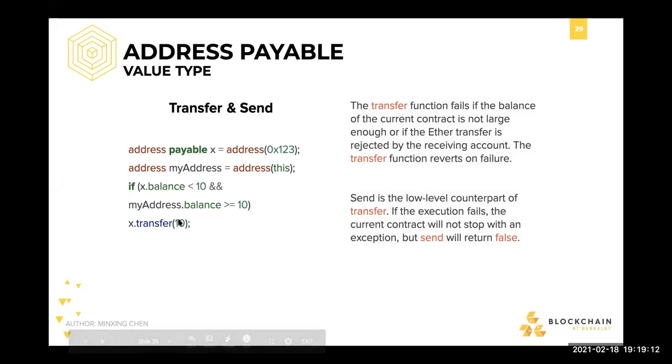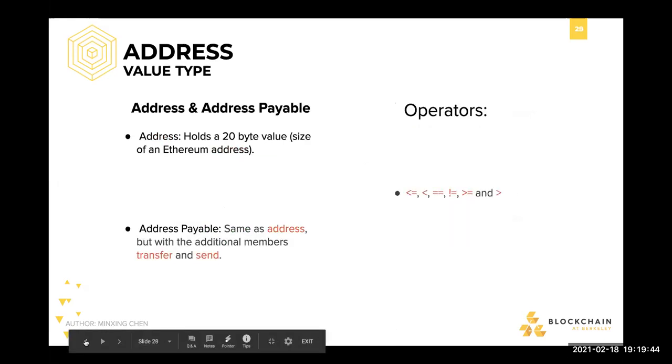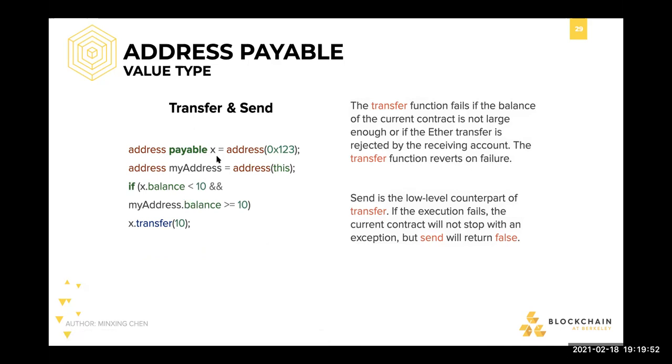So that just transfers the amount. Where you see address payable is X, that means the address X could pay you money. And then you transfer to yourself because you transfer 10 to the contract itself. And send is similar, but send would stop if execution fails. So an address just holds a 20-byte value. An address payable could transfer and send you money. So here is how it works.